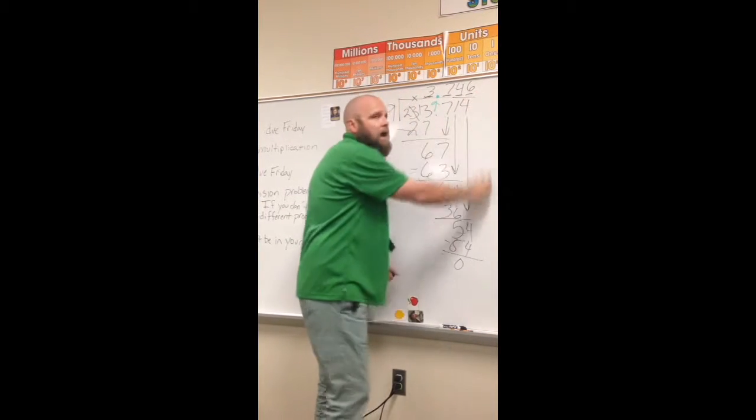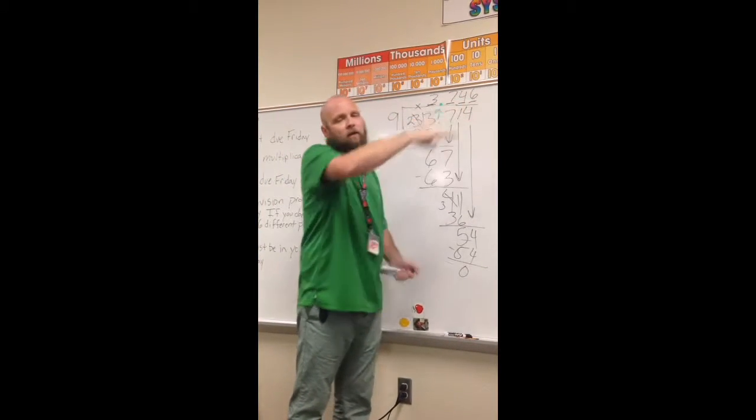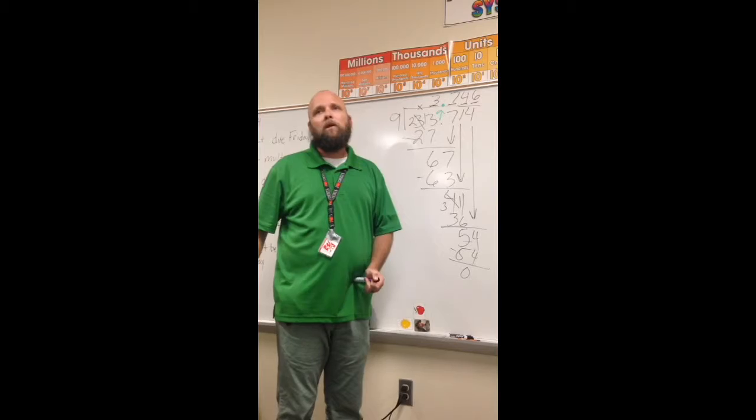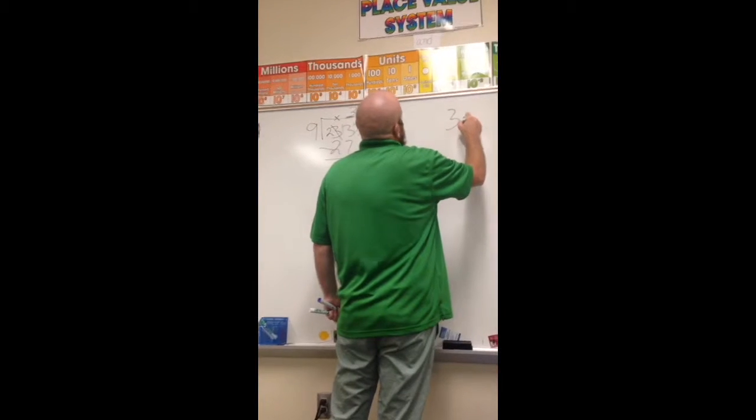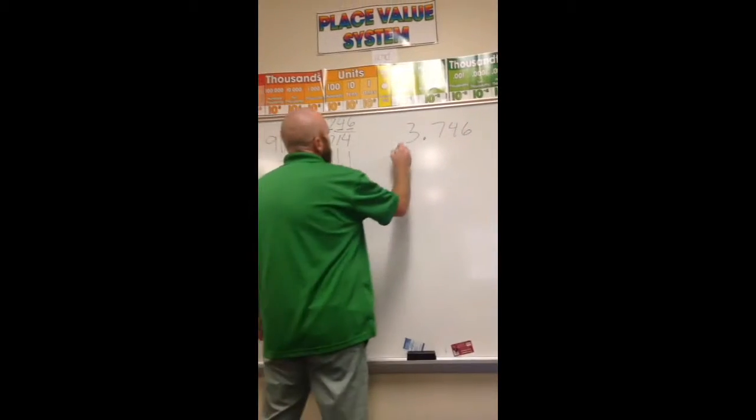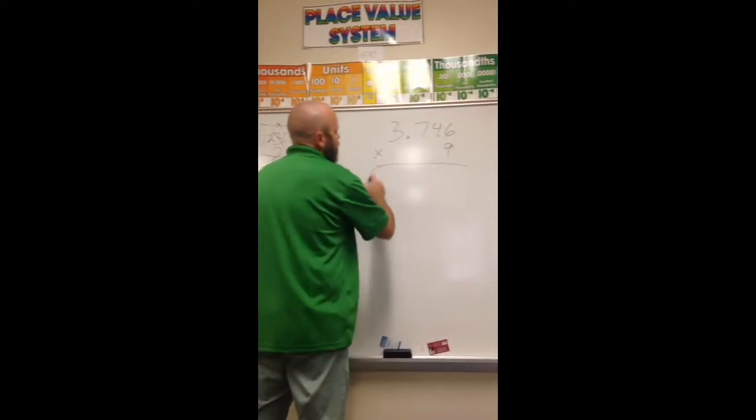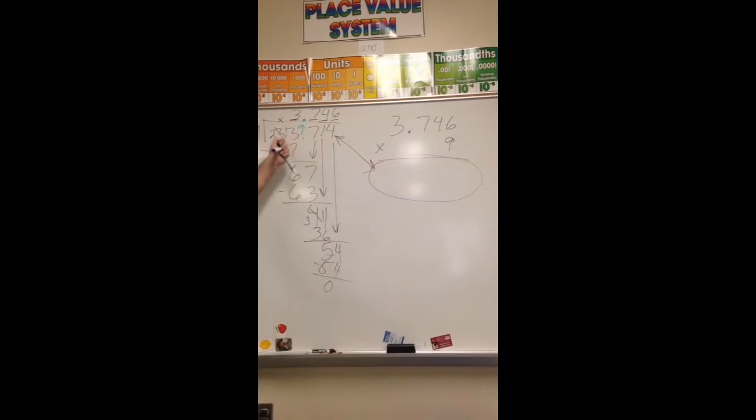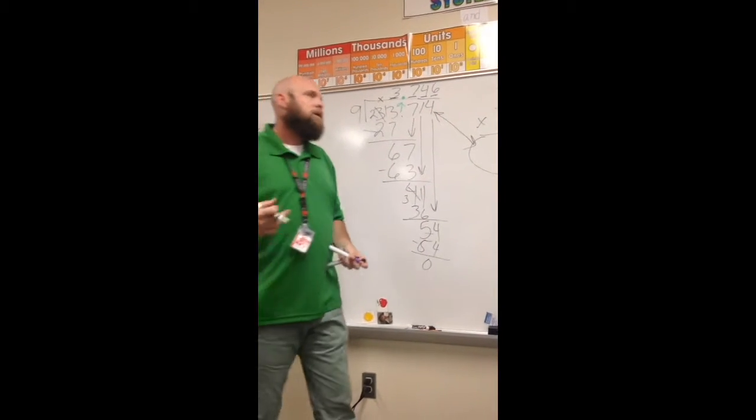Subtract, I get 0. I have nothing to bring down. Now I do not have to add anything and keep going. But because your teacher's a jerk and wants you to check your work by multiplication, which is the inverse operation, we're going to take our quotient, which is 3 and 746 thousandths, and multiply it by our divisor, which is 9. If we did it correctly, then my product should be the same as my dividend. I should get 33 and 714 thousandths. So let's check.